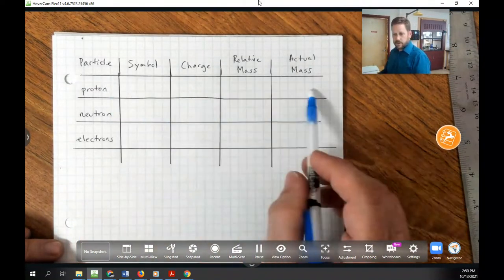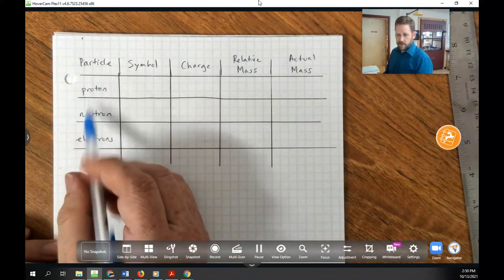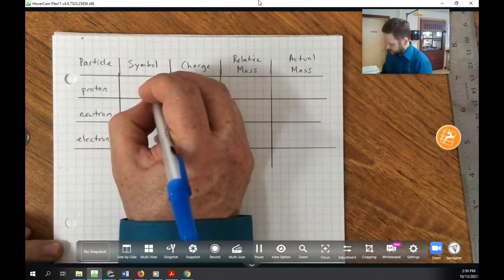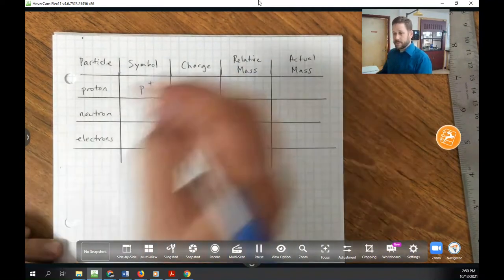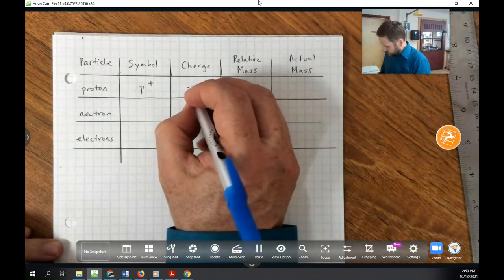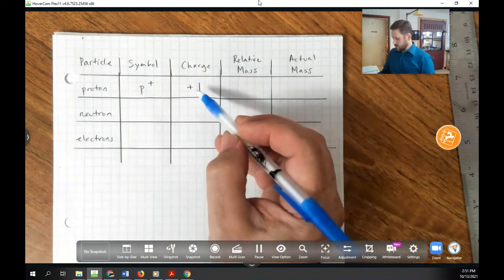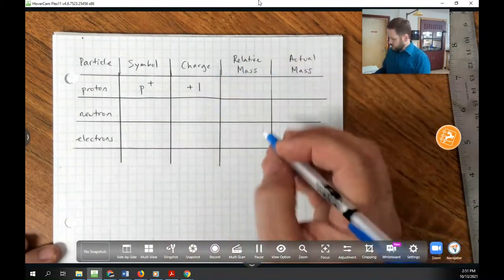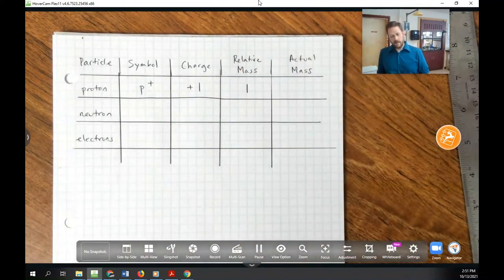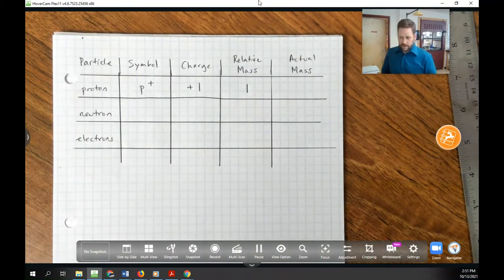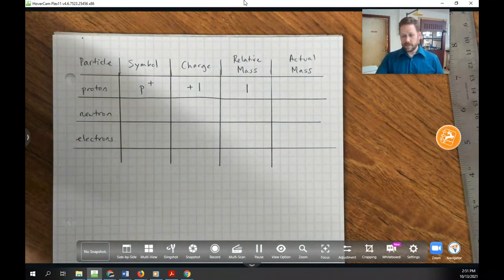The first thing we'll do is go across the row for protons here. The symbol for a proton is a p with a plus next to it, and that's because protons are positive. The charge is +1. So a pretty intuitive symbol for a proton. It's got a positive charge, and the magnitude of that charge is 1. And we're going to use a relative mass of 1 here, and all the other particles are going to be compared to that. So what's the actual mass of a proton? Well, it's a pretty small number, 1.67 times 10 to the negative 24th grams. That's a ridiculously small mass.